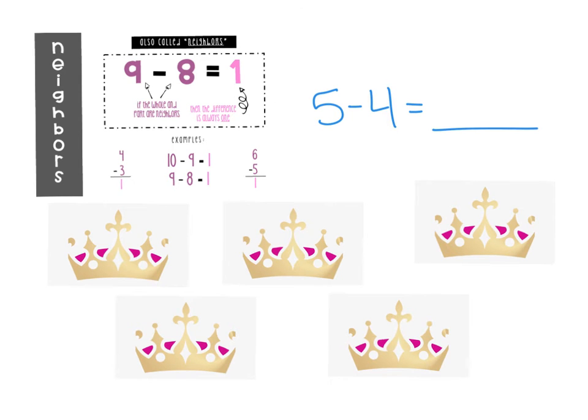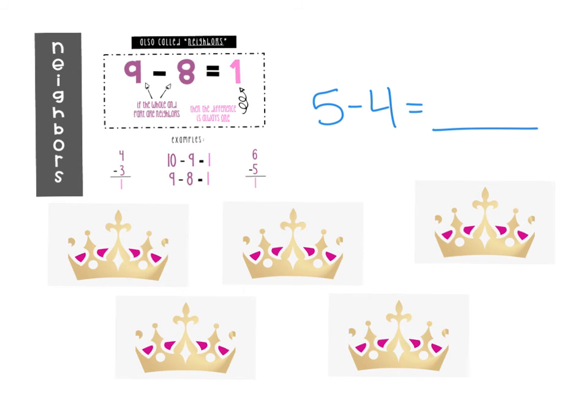Our last strategy that we're going to talk about today is neighbors. And if the whole and the part are neighbors, then the difference is going to be 1. So if I had 9 and I take 8 away, I subtract 8, I'm going to be left with 1. And that's because they are right next to each other on the number line.